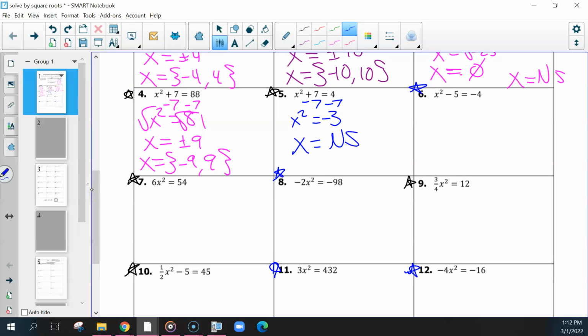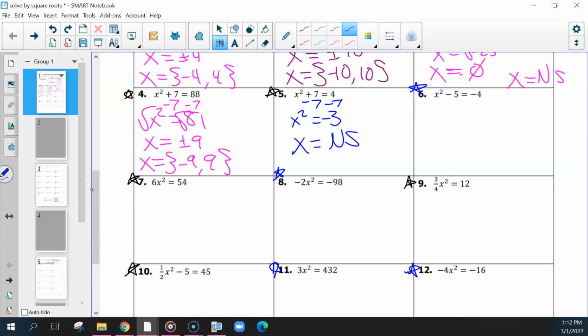For number 6, I know we're not doing that one, but if this is x squared equals 1, what's the square root of 1? 1. So it'd be plus or minus 1. Great. For number 7, we're going to skip 6.